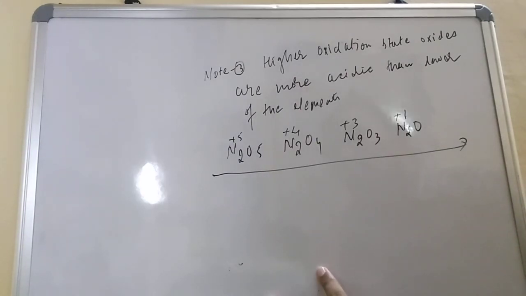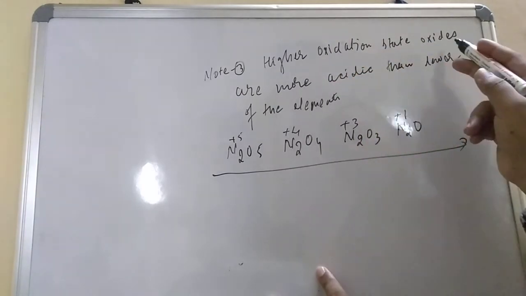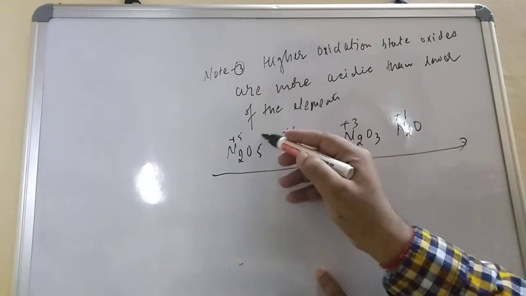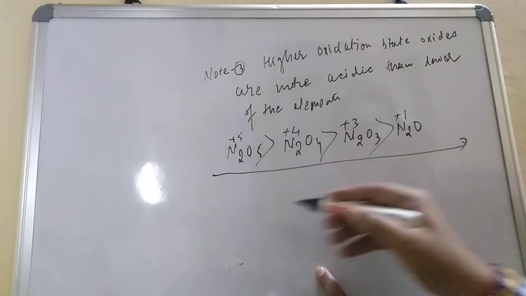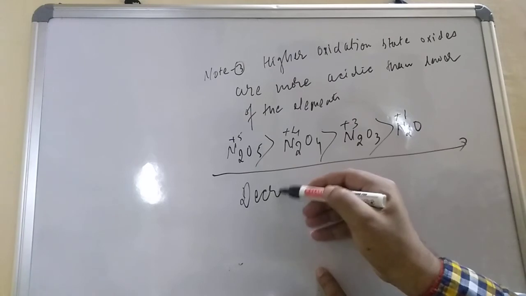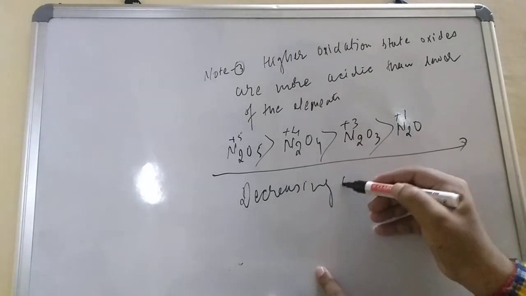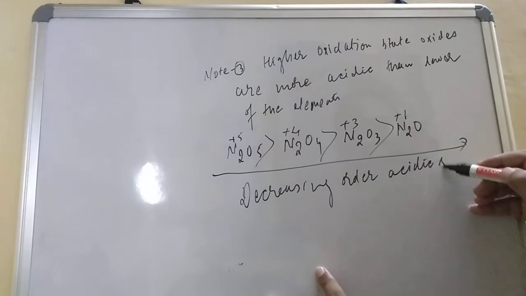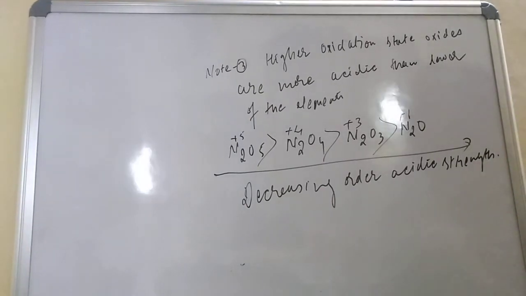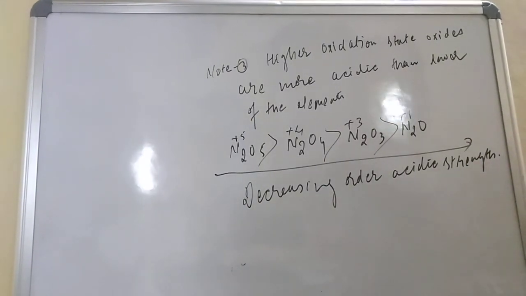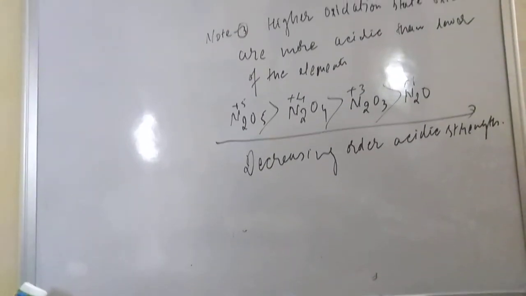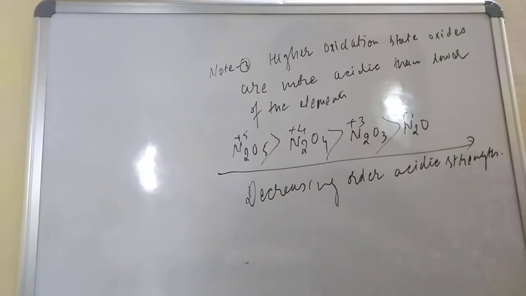Now the rule says higher oxidation state oxides are more acidic than lower ones. So this is the higher, this is the higher. So this is the decreasing order of acidic strength. You can memorize that higher oxidation state oxides are more acidic than the lower oxidation state oxides of the same element.